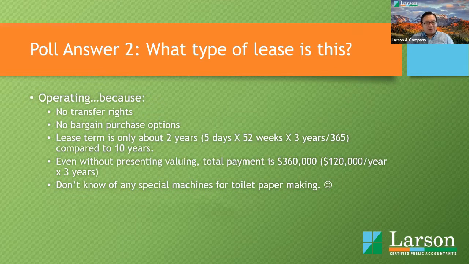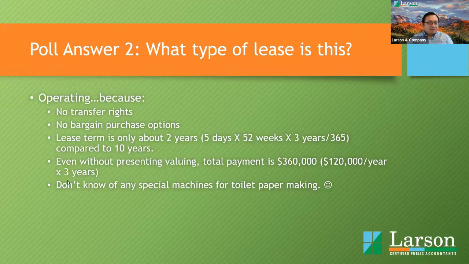The lease term is only about 2 years because, 5 days plus 52 weeks plus 3 years divided by 365, compared to that 10 years. And there are no transfer rights or bargain purchase options that we have mentioned. So as a result, this would be considered an operating lease.